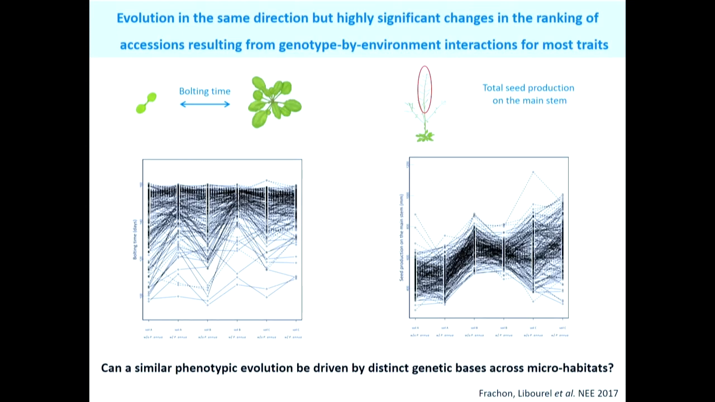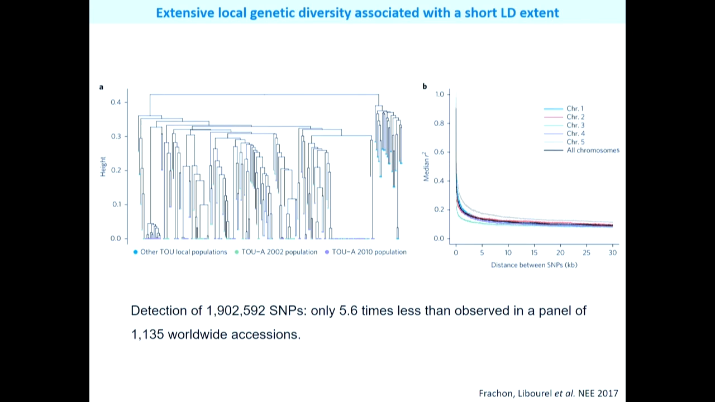So the question we have is whether a similar phenotypic evolution can be driven by distinct genetic bases across macrohabitats. We sequenced all these populations, the 195 accessions, and also other accessions from populations located very nearby the 2A population. You can see a big overlap between the accessions from 2002 and 2010, and they are distinct from this other local population. We also observe a very short LD here.